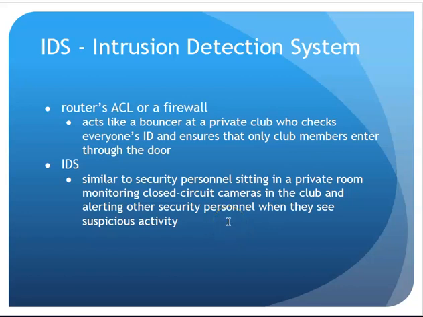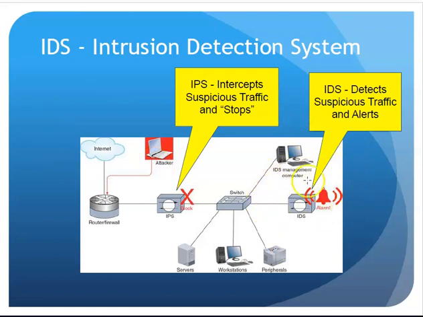So, thinking back, we have the ACL or firewall. These have rules written on them to permit or deny traffic, and this is kind of acting like the bouncer at a club checking everybody's ID. Yes, you can come in. No, you can't. The IDS now is like the security personnel sitting in a little private room monitoring all the cameras of the club, alerting the security personnel like, hey, this looks suspicious. This looks odd over there. Can you go check that out? That's what your IDS is now doing. So the IDS sits in your network and is kind of monitoring the traffic and looking for anything that looks out of place, out of ordinary.